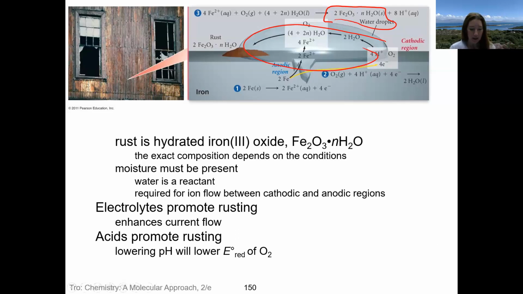So our cars rust not as fast as in the Midwest and in the Northeast, but they can rust. But that's how we put the coating on the cars. But if the car gets a scratch on it, then it rusts even faster. Okay.